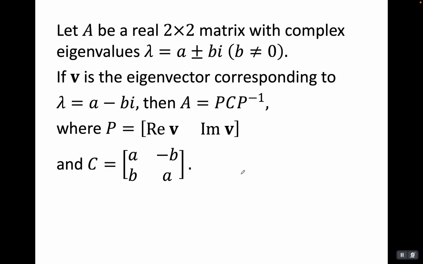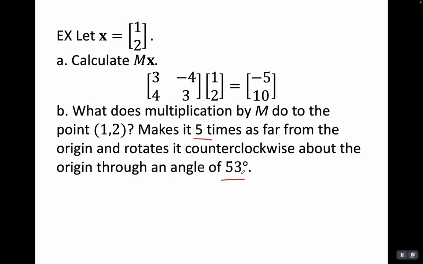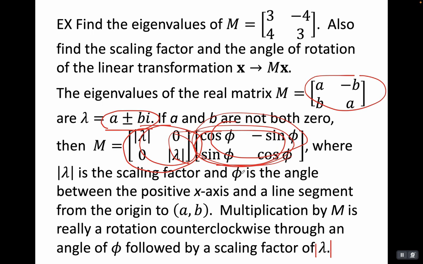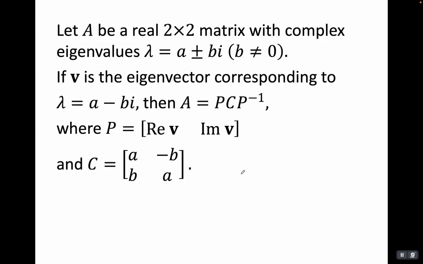Let A be a real 2 by 2 matrix with complex eigenvalues lambda equals A plus or minus Bi. Here B is not 0. If v is the eigenvector corresponding to lambda equals A minus Bi, then A equals P C P inverse, where P is the real part of v, imaginary part of v, and C equals [A, -B; B, A]. So this is the more general concept. Now here we had to have a special matrix M of this form, A negative B, B A. More generally, this is what happens if we multiply x by a matrix like this, A.